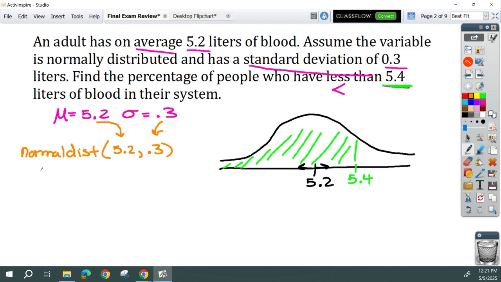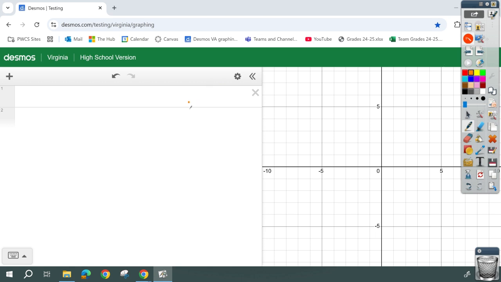We need to tell it the minimum and maximum boundaries of our shaded area that we just did. Minimum is always the left side of your shaded area. Maximum is always the right side of your shaded area. So when I look at that green cross hatching, the right side is my 5.4. That's my max. The left side, well, you would think it's right here, but actually this goes on and on and on forever to infinity. So we'll leave that as negative infinity, which you probably know is the default if you don't type anything in there. So I'm going to go to Desmos and I'm going to type that in.